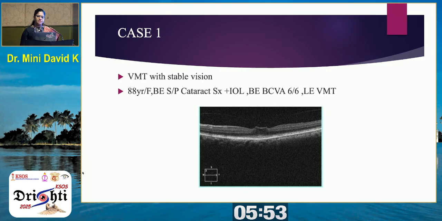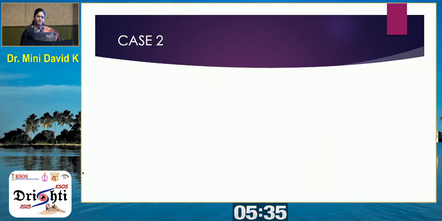It's a case of VMT with stable vision. It's an 88-year-old female, both eyes status post cataract surgery. Patient had a slight disturbance in vision, and presented with 6/6 vision. OCT showing a VMT. It was a focal VMT, and the patient's vision was stable. We advised regular follow-up in 6 months.